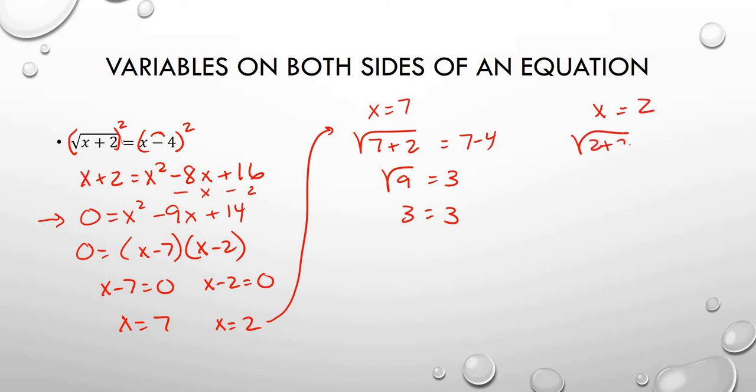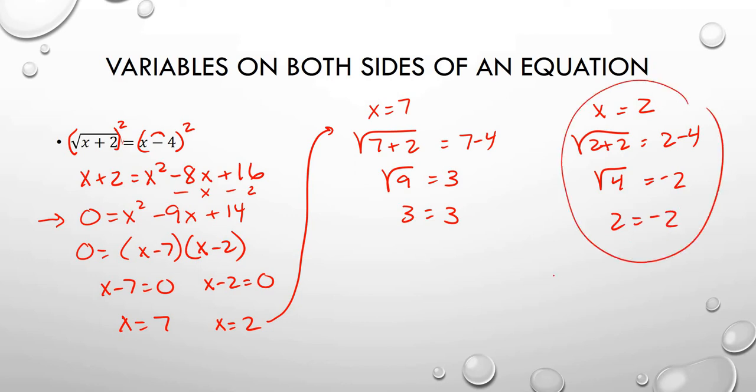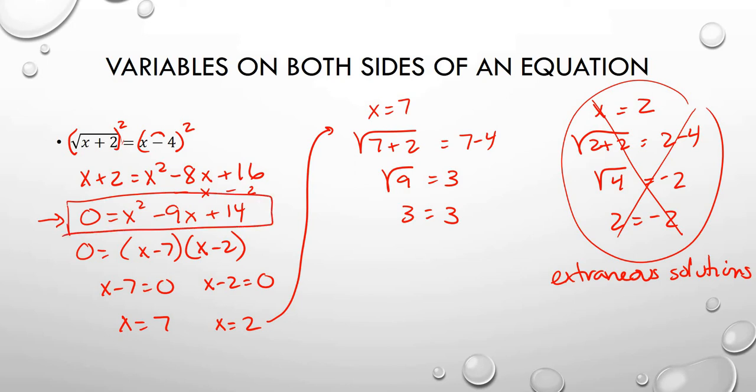Now I'm going to check x equals 2. The square root of 2 plus 2 equals 2 minus 4. The square root of 4 equals negative 2, and that is not true. This is what is called an extraneous solution. Extraneous means extra and unnecessary. This is not a solution. It doesn't work in the original. Now, it is a solution of this line, but it is not a solution of the original.